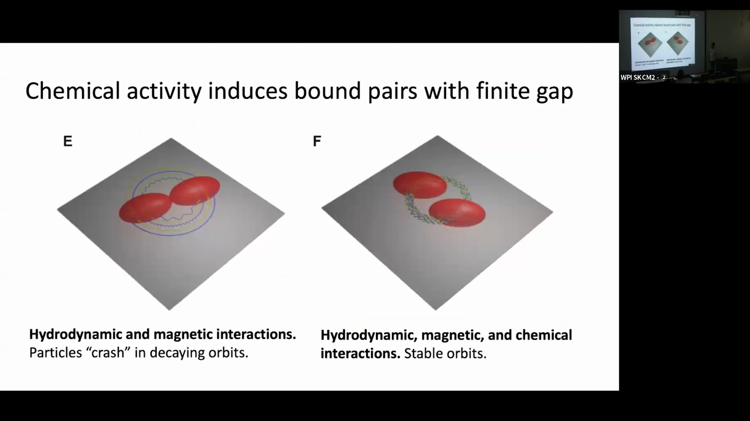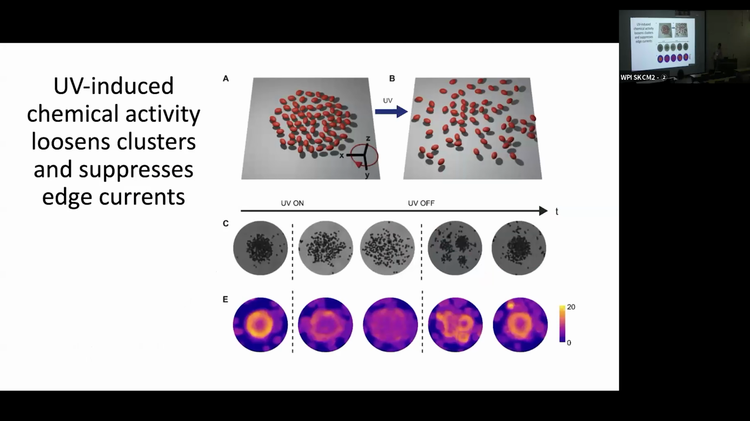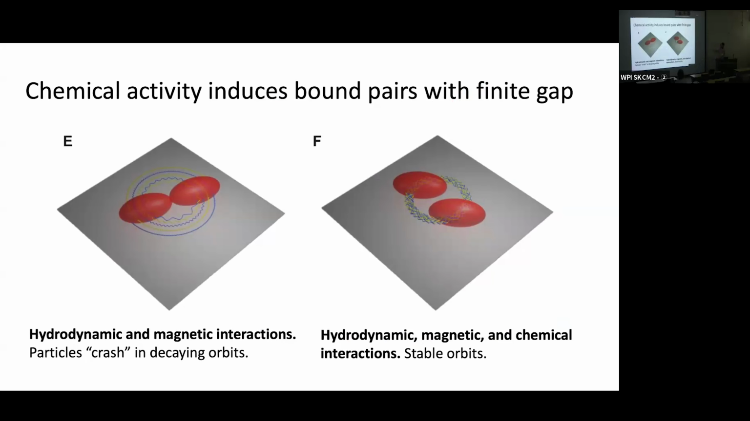So our side was to model two particles. Again, they crash into each other if you just have magnetic and hydrodynamic interactions. When you add the activity, you can get the particles staying apart in a bound state, never touching each other. So that's one potential explanation for this. Activity repels the particles, but keeps them together so the cluster doesn't break apart, but it loosens up. So we have these bound states where particles don't touch each other, but they also don't move away from each other.